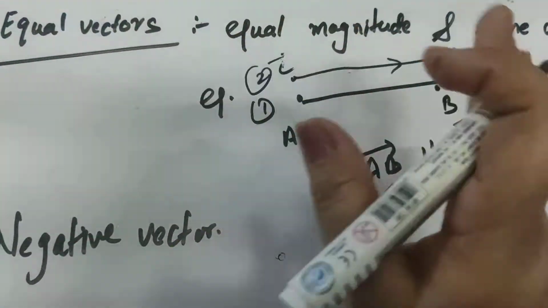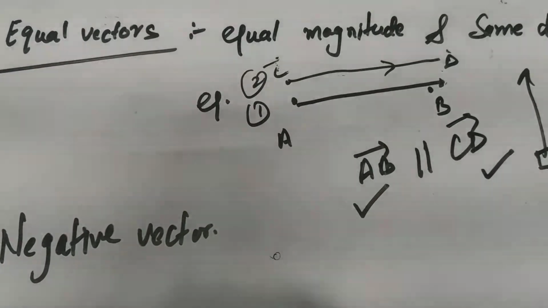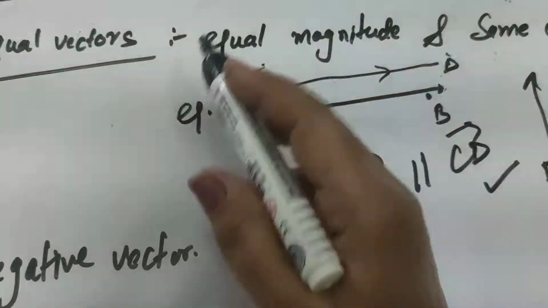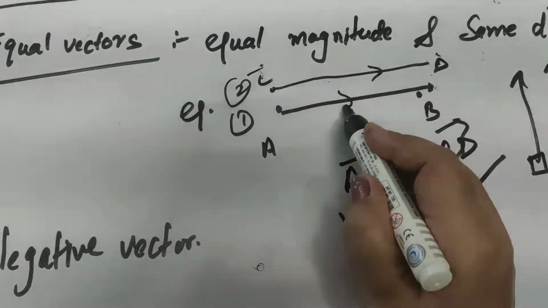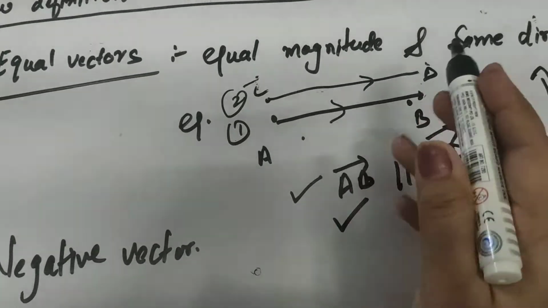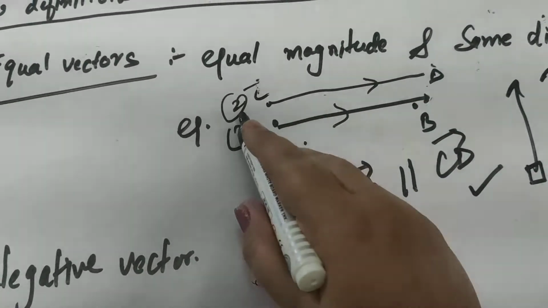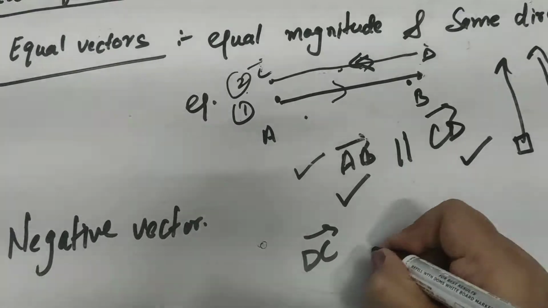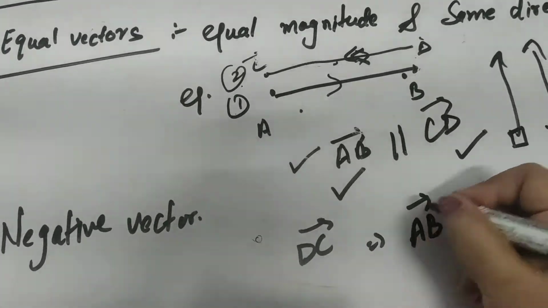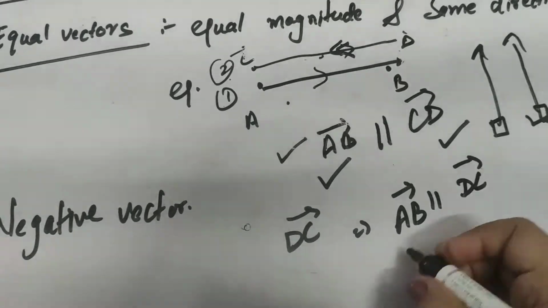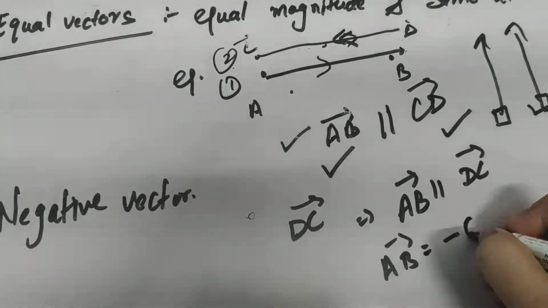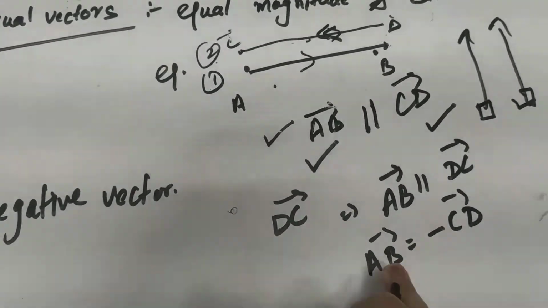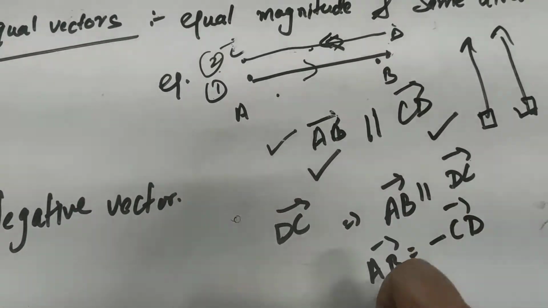Here we are talking about opposite direction: when a vector associated with body 1 is in the opposite direction to that of another body 2. For example, if body 1 is moving from A to B, the vector associated is AB. But if it returns from D to C, then the associated vector along this direction is DC. In this case we can represent AB is parallel to DC vector, or AB is equal to minus of CD vector. So here CD represents the negative of the AB vector. Such vectors are known as negative vectors.